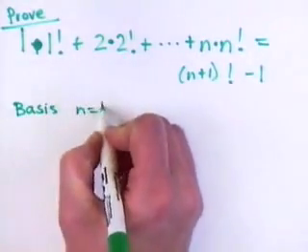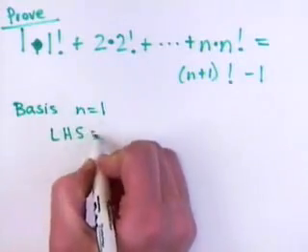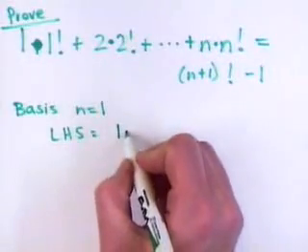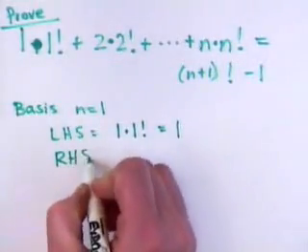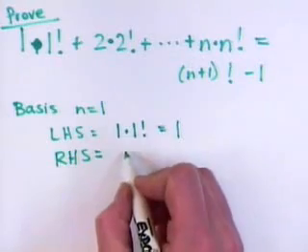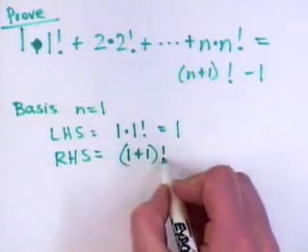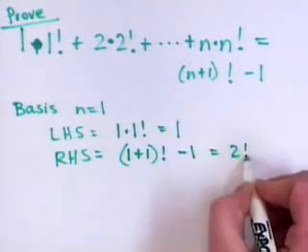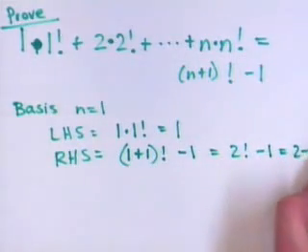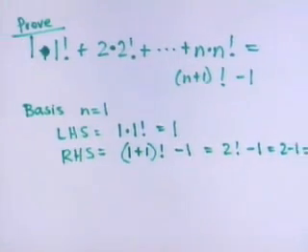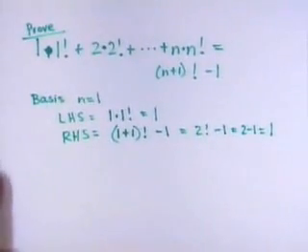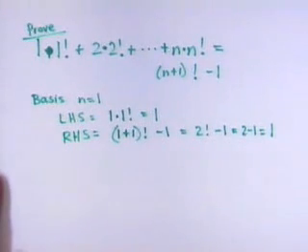Basis, n equals 1. So what is the left-hand side? 1 times 1 factorial, which is equal to 1. The right-hand side is what? 1 plus 1 quantity factorial minus 1, which is 2 factorial minus 1, which is equal to 2 minus 1, which is equal to 1. Okay, nobody's really having a problem with that yet, except they may have forgotten to do the basis, which is very important, right? Because if you don't do the basis, you might as well not do the proof.